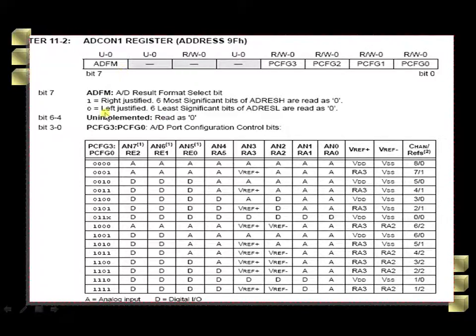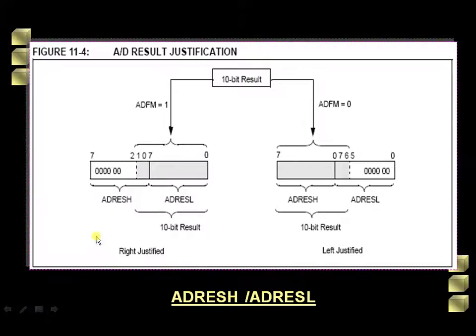If I want to store it in left justified format, then I have to program this particular bit to 0. Let us see what right and left justified mean. If ADFM is programmed to 1, then it is right justified. Whenever the result is right justified, the MSB bits are appended with zeros, and the result will be stored in the LSB. If ADFM is programmed to 0, it means left justified, where the LSB bits are appended with zeros, and the result is stored from the MSB of the result register. This is how we can store the result in either format.